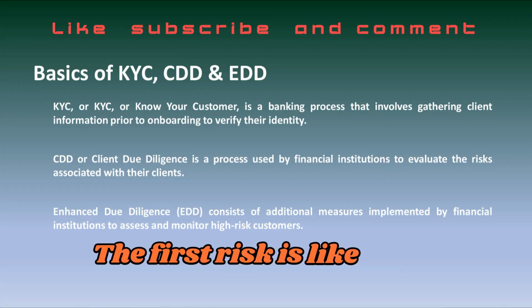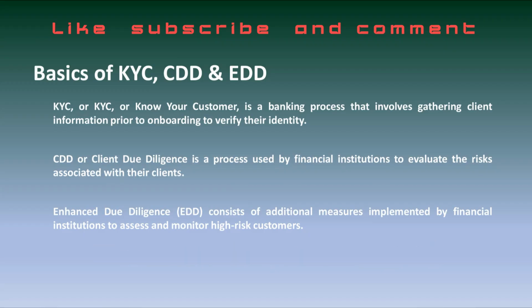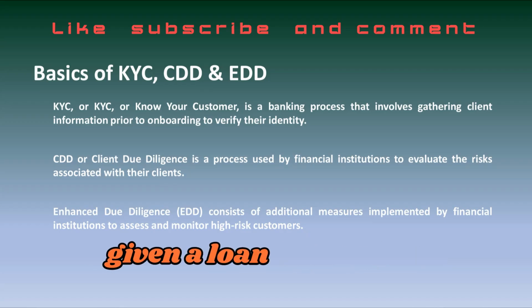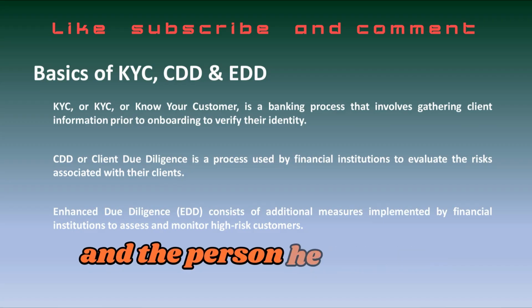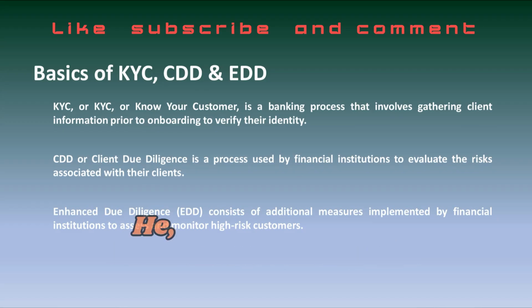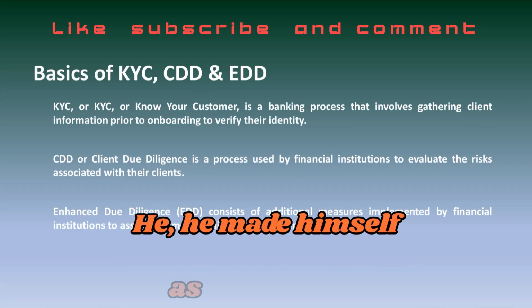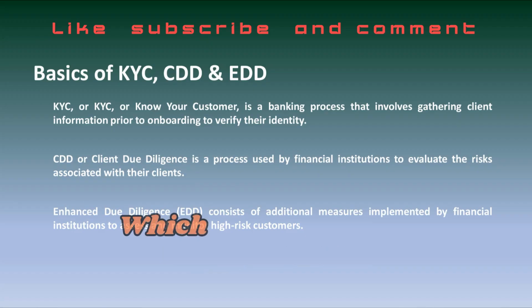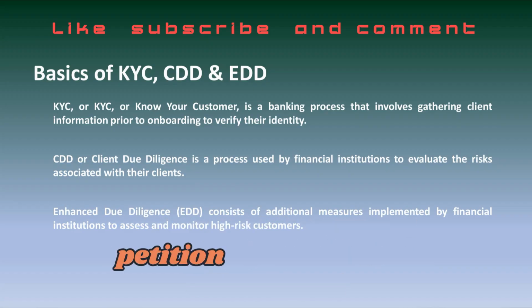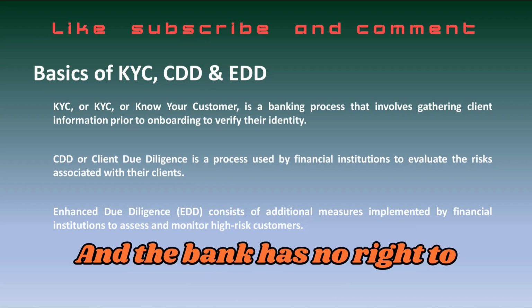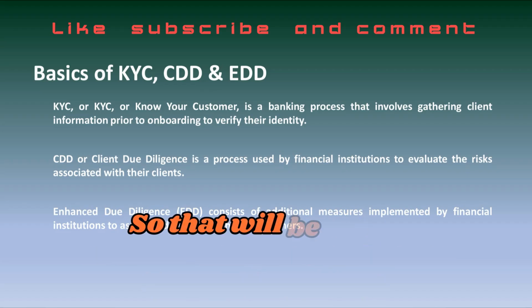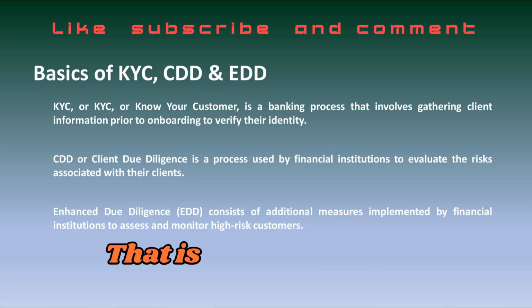The first risk is fraud or insolvency petition. For example, the bank has given a loan to a person, and the person paid only half, and for the rest he made himself insolvent, which means he is not able to pay the loan. He went to the court, filed an insolvency petition and won it, and the bank has no right to touch his personal assets or anything that is left over, because he has become insolvent. That will be a loss to the bank, and that is a risk to the bank.